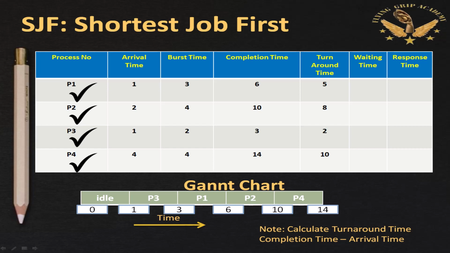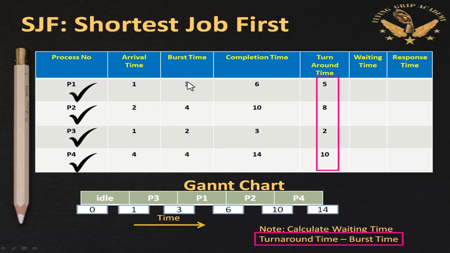So next we need to calculate the waiting time. The waiting time is calculated by turnaround time minus burst time. So now let us calculate each and every one. 5 minus 3, which is 2. Next 8 minus 4, which is 4. 2 minus 2, which is 0. 10 minus 4, which is 6. So we have calculated the waiting time.